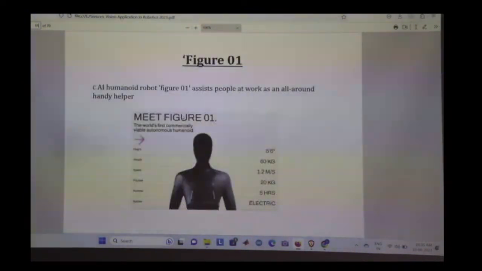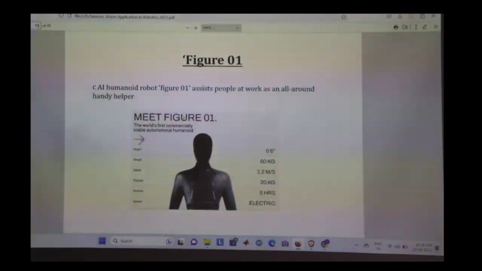This is Figure 01, one of the latest editions. Not much is known about it because they have still not released the entire blueprint. This AI humanoid robot, Figure 01, assists people at work as an all-round handy helper. It has all the features including the earlier ones. You can see it has a height of 5 foot 6 inches, a weight of 60 kg, and a speed, and all the parameters are there.